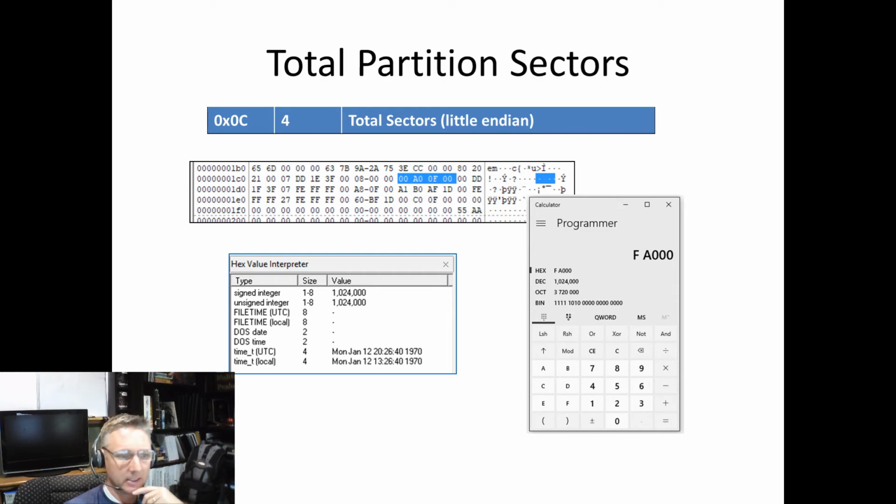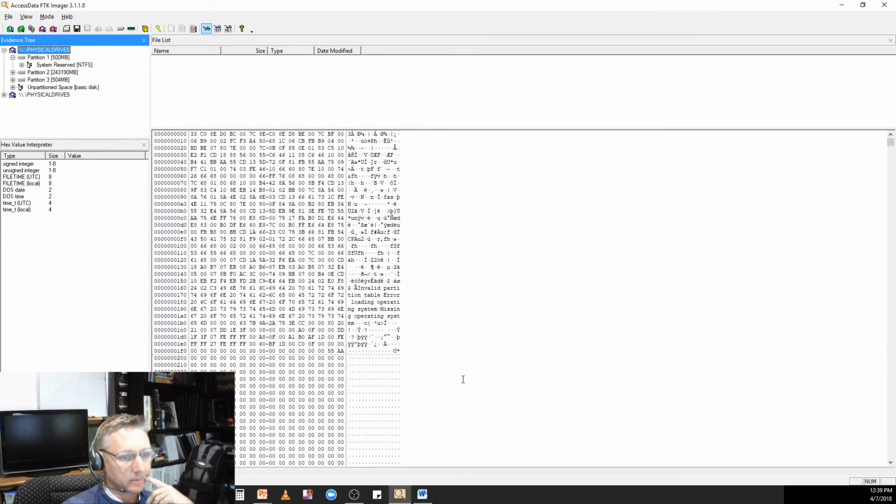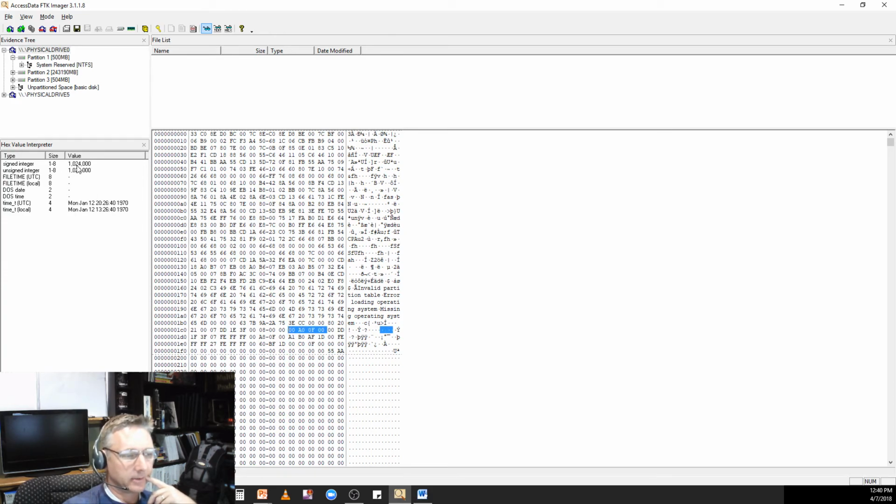Okay, so what does that mean? Sectors, well, that's just what it means. Let's go to our FTK. We know that this partition is 500 megabytes. Interesting. We would expect that to be, again, well, let's go up here. Go to our master partition table and go to those last 4 bytes. And there's our value in the hex interpreter. Okay, I'm not going to do it in the calculator.